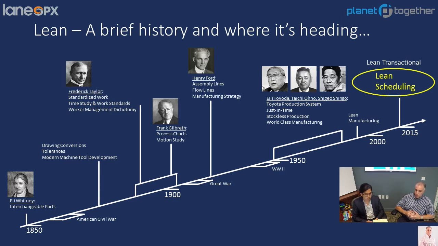So three gentlemen, Mr. Toyota, Mr. Ono, and Mr. Shingo, led the development of what we now know as TPS, or the Toyota Production System. And the Toyota Production System was based on the concepts of just-in-time, stockless production, meaning don't hold inventory, minimize raw material, minimize WIP, minimize finished goods, and of course applying a great focus on quality to generate world-class manufacturing. And here we are, many years later, and Toyota still leads in quality surveys.